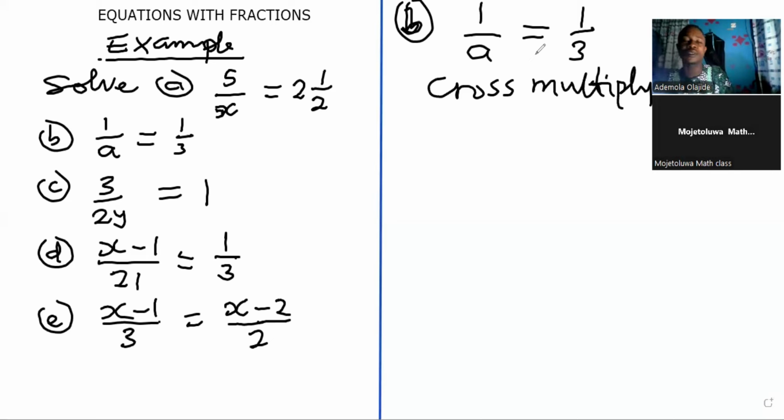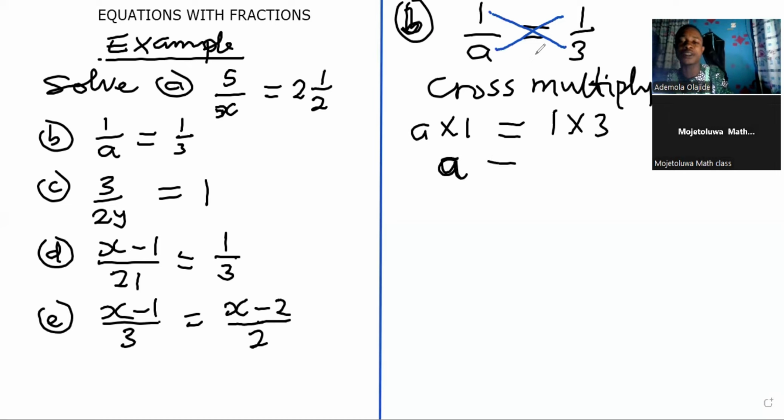So A is going to be towards the 1, and 1 is going to be towards the 3. Very good. So this A will go and multiply this one, and this one up here will come and multiply this 3. So that will give us A times 1, then you put an equal sign, 1 times 3. A times 1 is A, equals 1 times 3, which is 3.